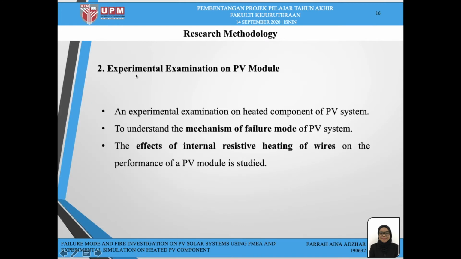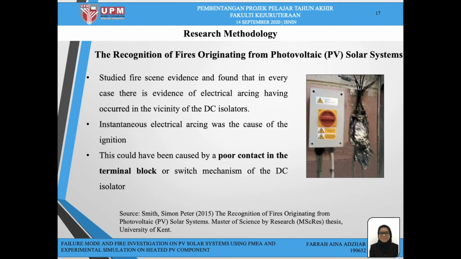Now I'm going to explain the experimental examination. The experimental examination on heated PV components is done to understand the mechanism of failure modes of the PV system. Here, I want to study the effects of internal resistive heating of wires on the performance of a PV module. A study done by Smith on the recognition of fires originating from PV solar systems studied fire scene evidence and found that in every case there is evidence of electrical arcing having occurred in the vicinity of DC isolators. I want to simulate this study, but instead of using DC isolators, I use a PV module.